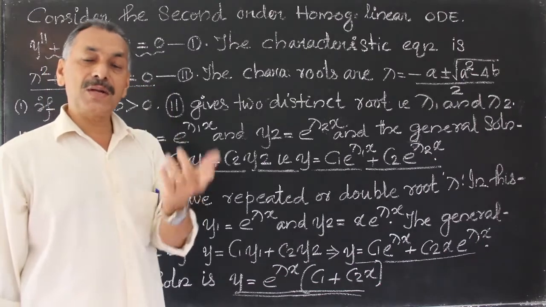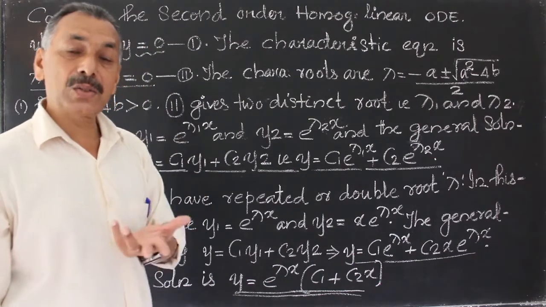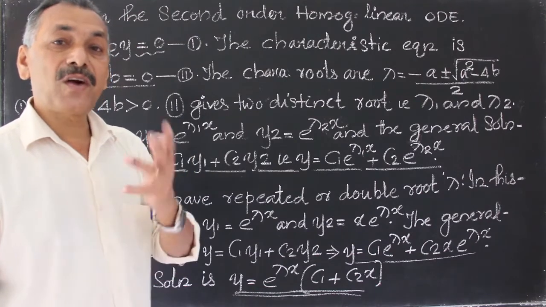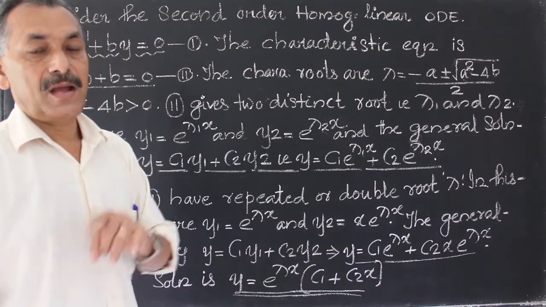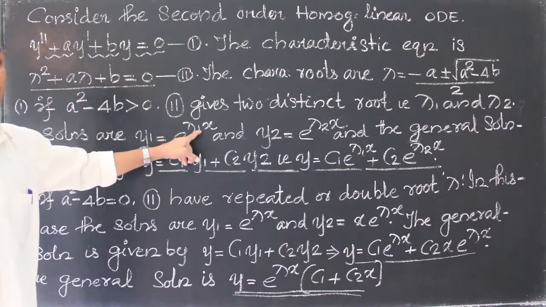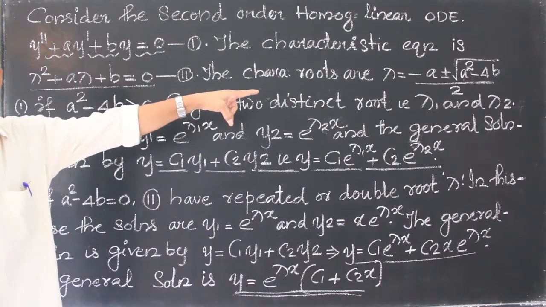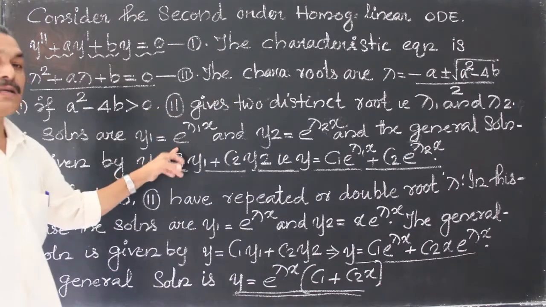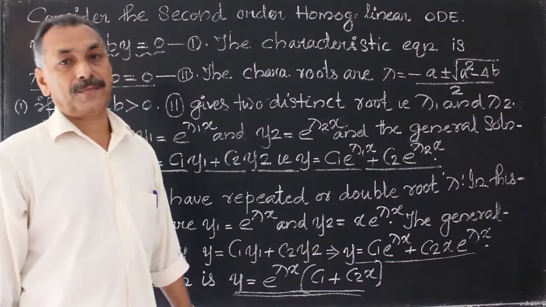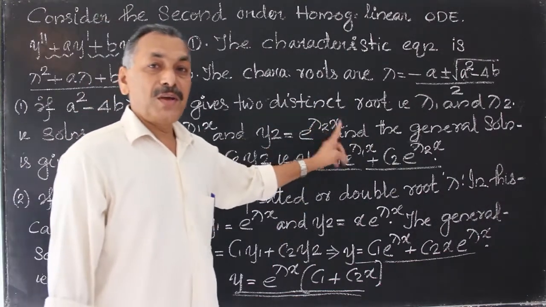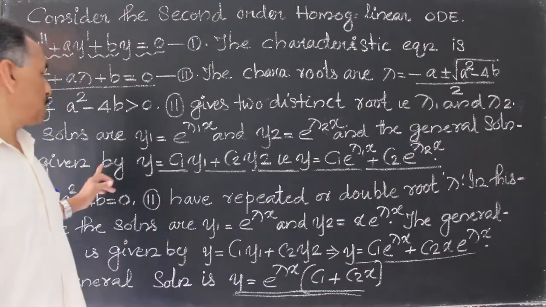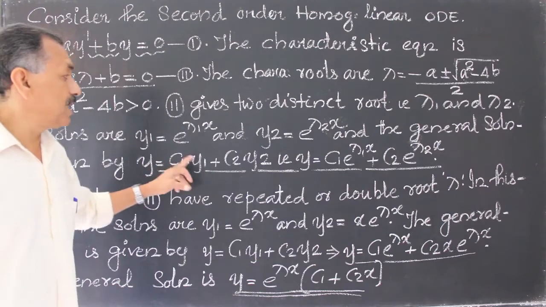If λ1 and λ2 are the distinct roots, then which are the solutions? We take the solution as y = e^(λx). The solutions are y1 = e^(λ1 x) and y2 = e^(λ2 x). Using y1 and y2, the general solution is given by y = c1 y1 + c2 y2.